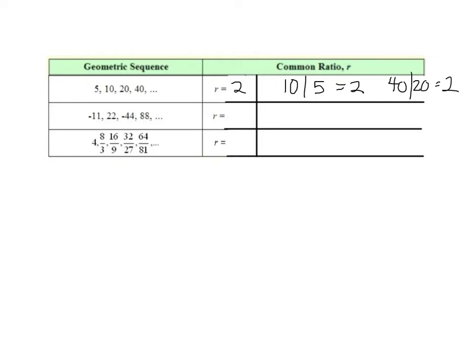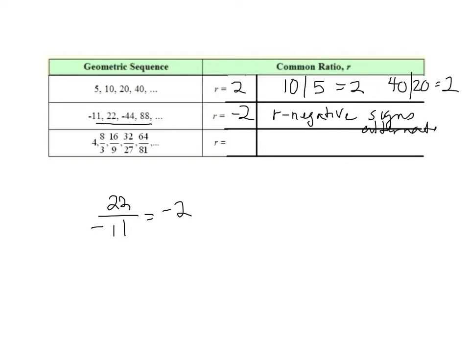All right, we're noticing here that the signs are alternating. And so if I take 22 divided by negative 11, I'm going to get negative 2. So when r is negative, the signs are going to alternate. That's going to be important. They alternate.